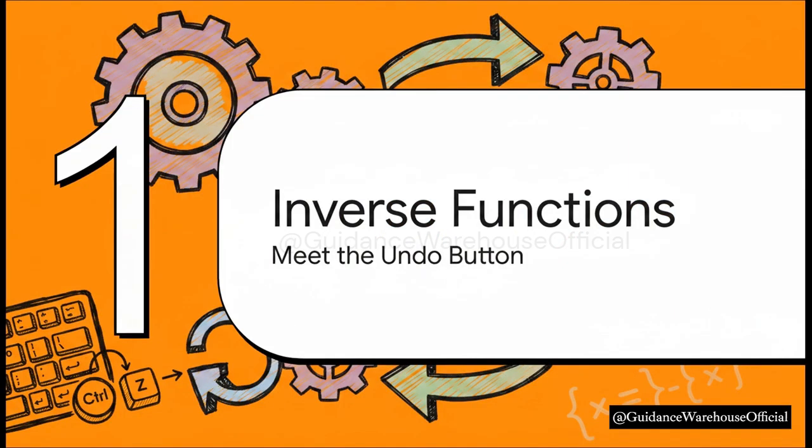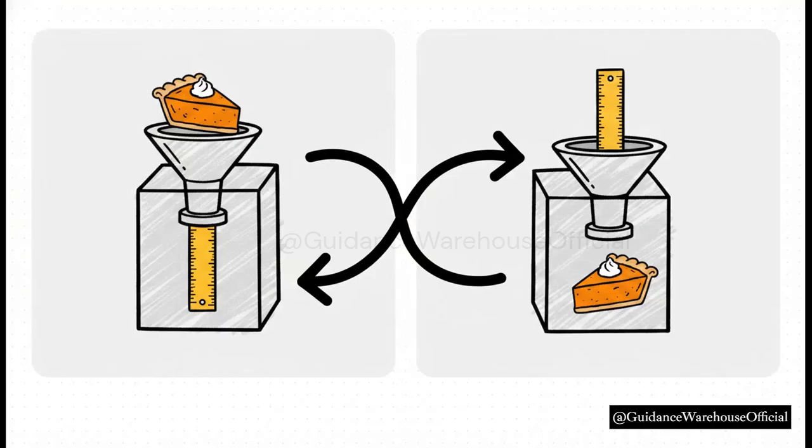All right, let's kick things off with Section 1, Meet the Inverse Functions. To solve our real-world ramp problem, we need to introduce a brand new mathematical tool. Think about when you make a typo on your computer. What do you do? You hit Control-Z. An inverse function is literally the undo button on your mathematical keyboard.